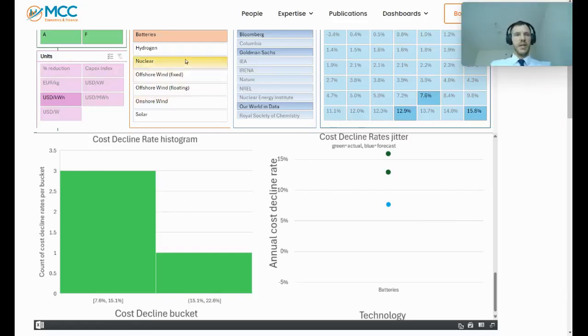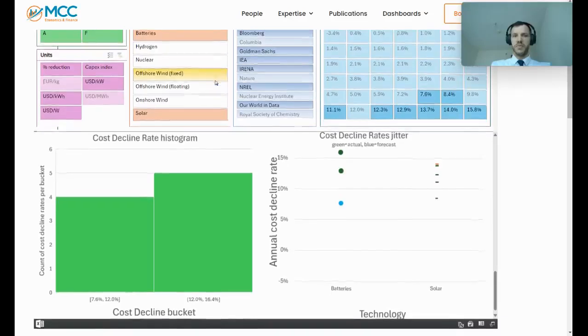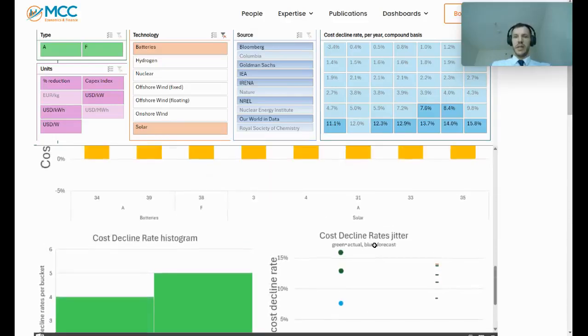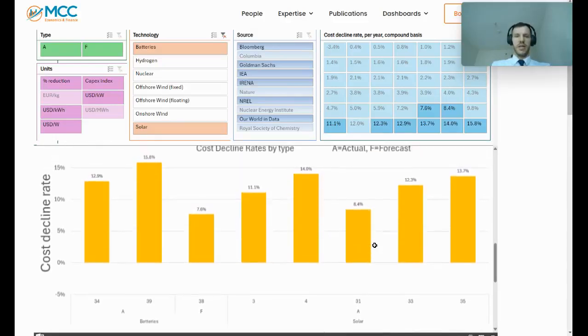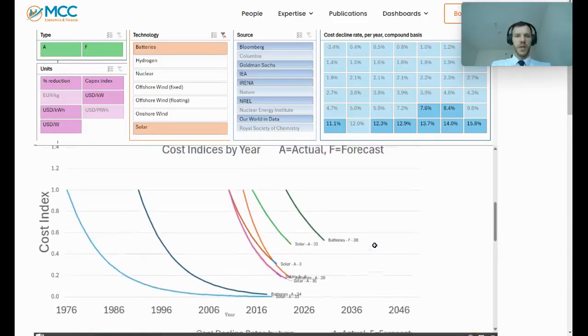And then we can add in some other technologies for comparison and see the impact and see the differences between the technologies and the different charts. So here you can see I've added solar in the slicer here, and you can see this is added in then in the jitter chart, and you can see there's a bit of a less spread there for solar than batteries, and you can see both of them have very high rates of cost decline over time.